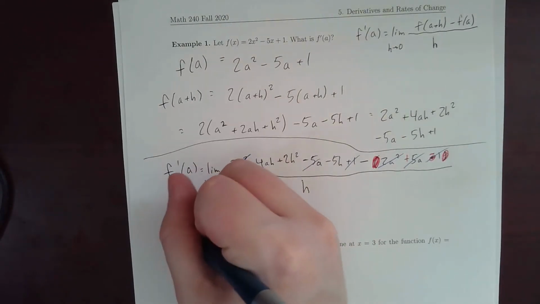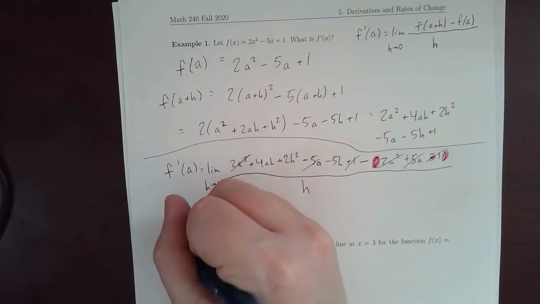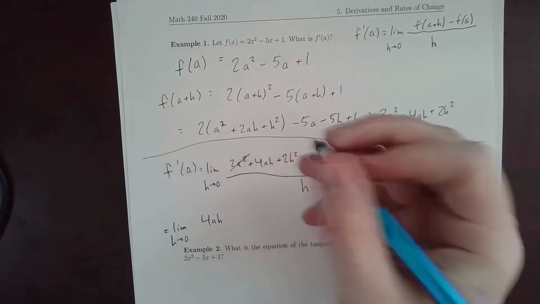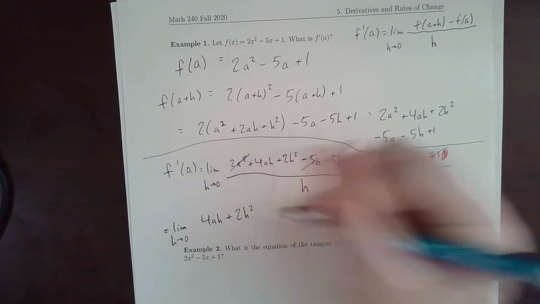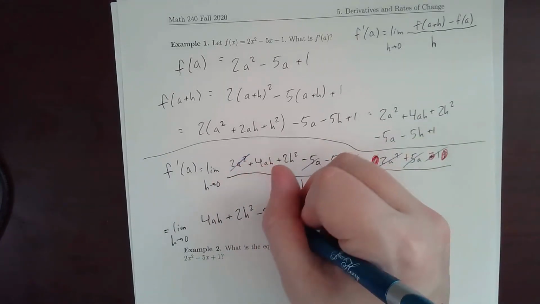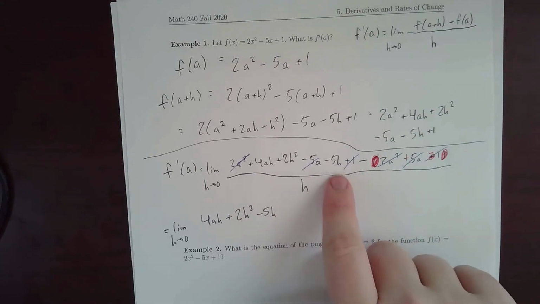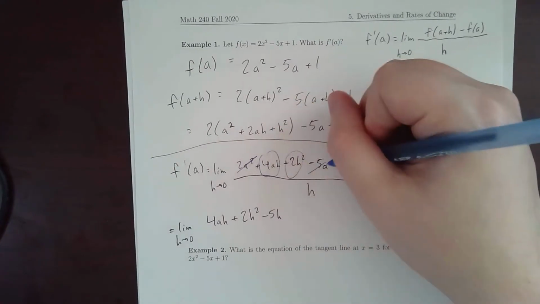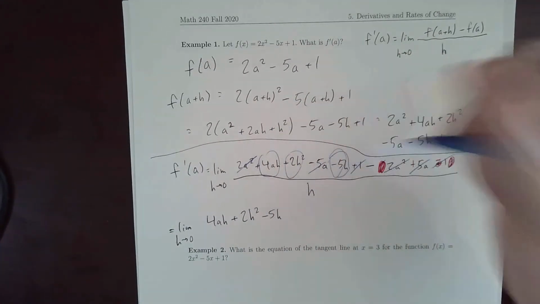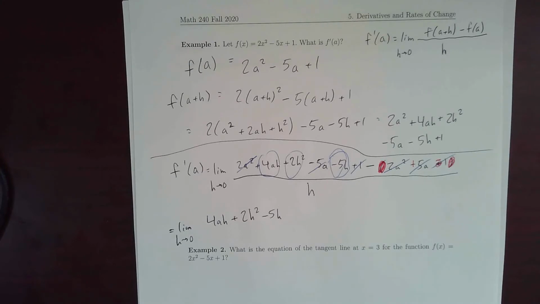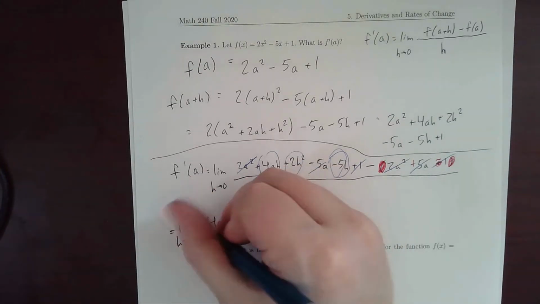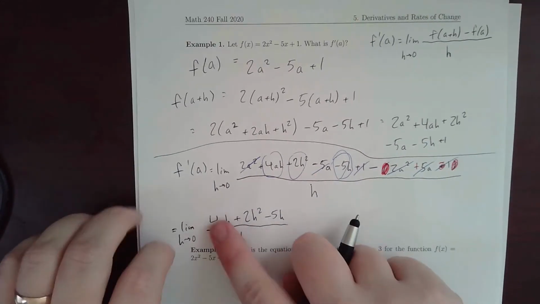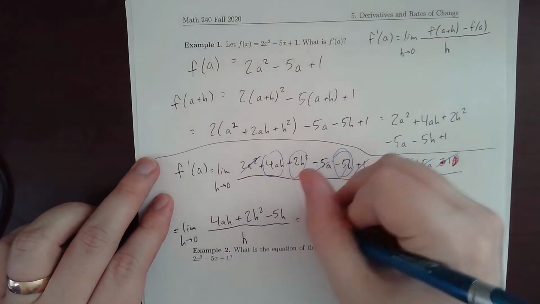And so this leaves us then with the limit as h approaches 0 of 4ah plus 2h squared minus 5h. And that's all we have left up here. So it may help when you're doing these to kind of circle the ones that didn't get crossed out, so that way you don't forget about them. And this is divided by h. So remember, if we want to take out an h, essentially what we're going to do is divide each of these terms by h. Or we can think about it as factoring.